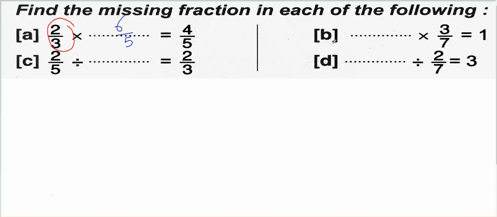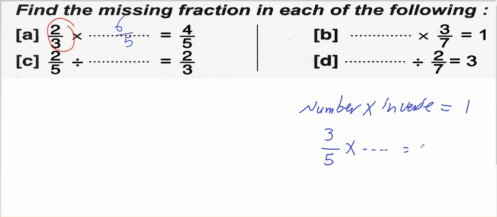Letter B, space times 3 over 7 equals 1. Any number times its reciprocal, or any number as a fraction times its inverse, equals 1. For example, 3 over 5 times space equals 1. We can put here the reciprocal of this fraction, 3 over 5, which is 5 over 3.